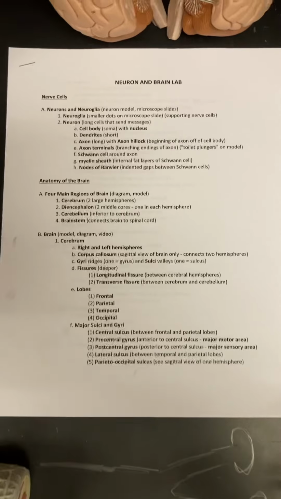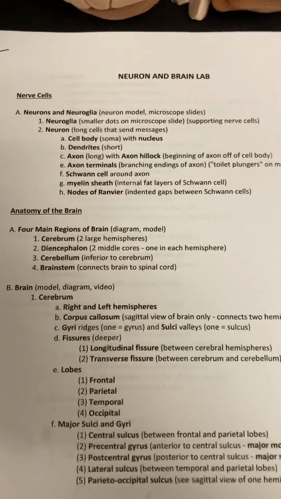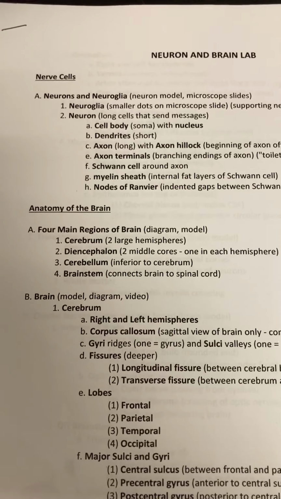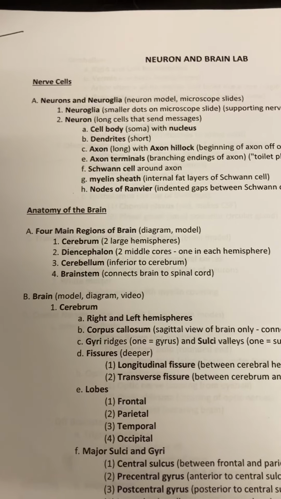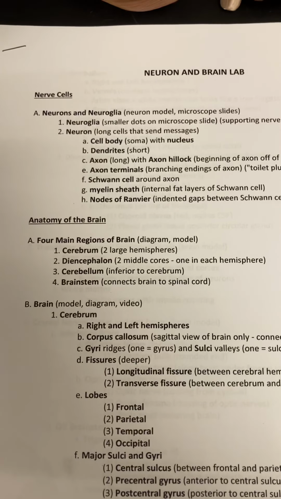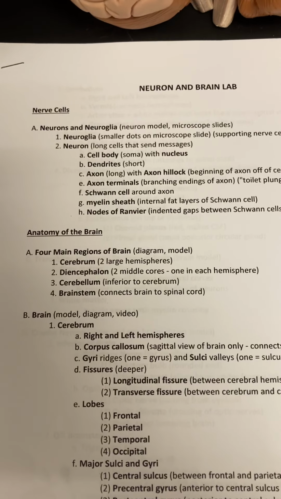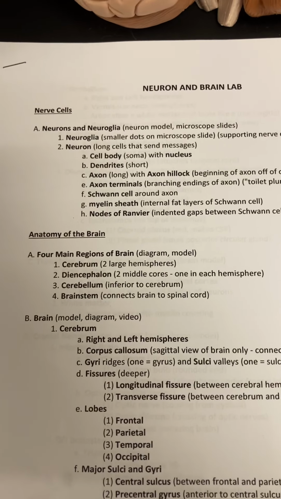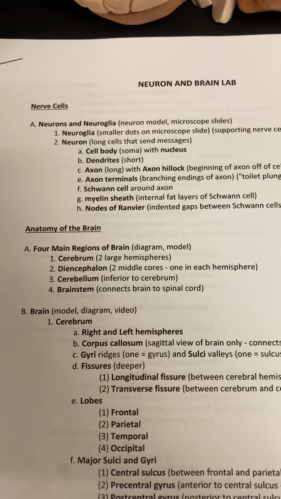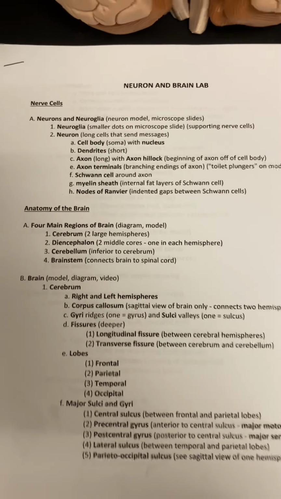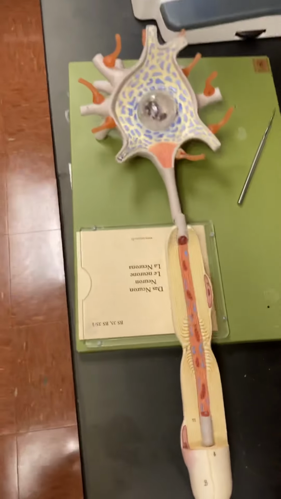We'll start with the nerve cells. Now, if you remember, nerve cells come in two types: neurons, which send the nerve messages, and neuroglia, which support the neurons in some way but do not send messages. I'm going to start with the neurons, actually. And we have a nice neuron model here, as you can see.